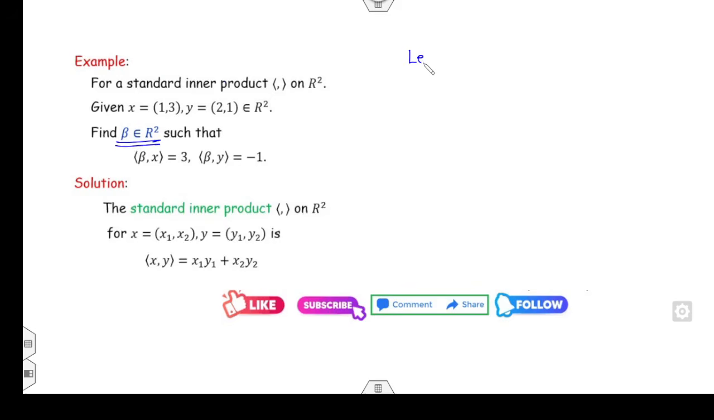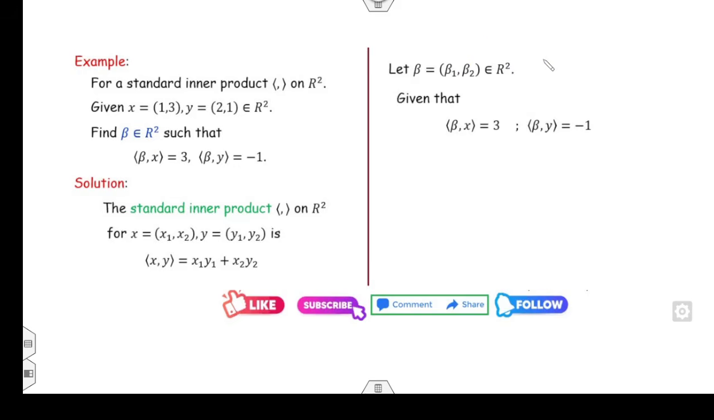Your target is to find the vector beta. It is an element of R2. So I can consider beta as beta 1, beta 2, such that the inner product is given to you. Now I can substitute the values. Beta is my x, beta 1, beta 2; y is my 1, 2. You will get 1 beta 1 plus 3 beta 2 is equal to 3. From the second case, y is 2, 1: 2 beta 1 plus beta 2 is equal to minus 1.